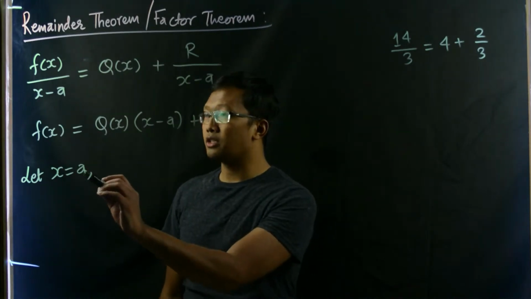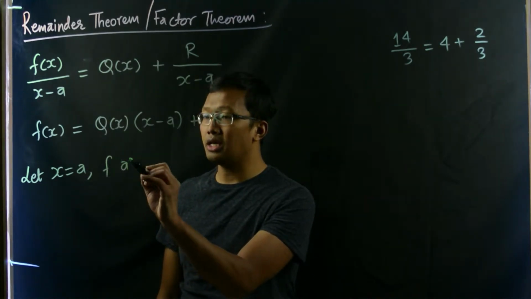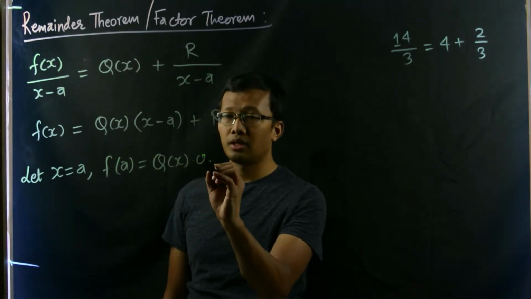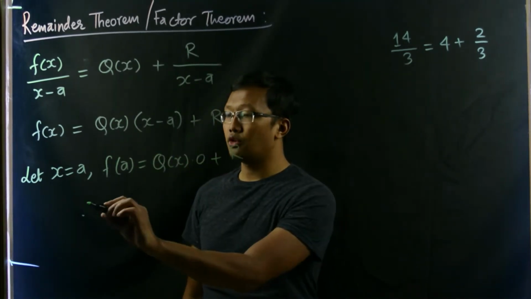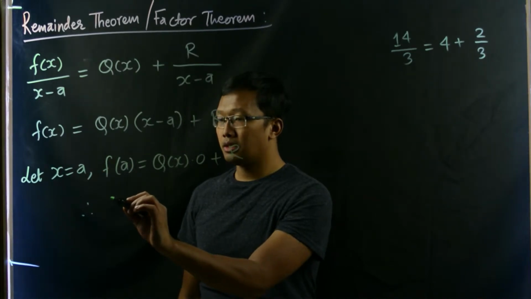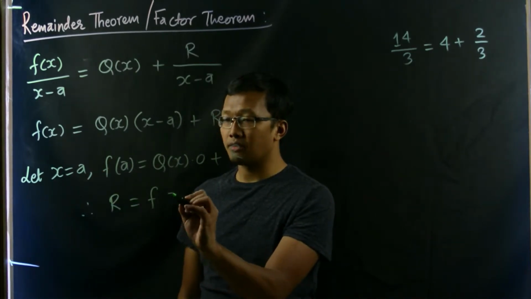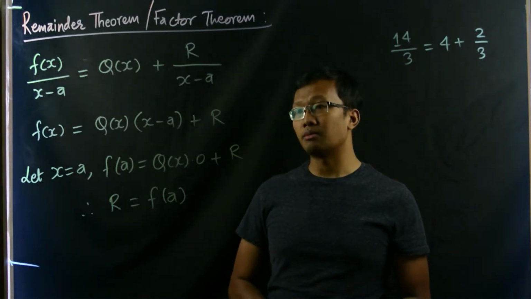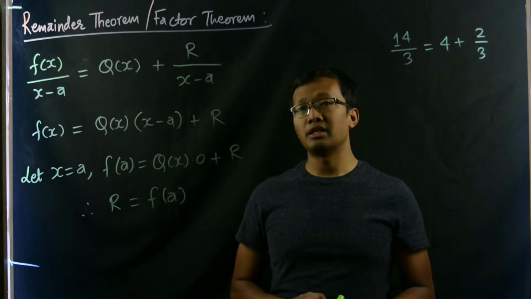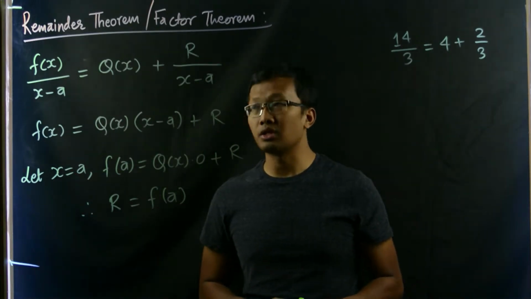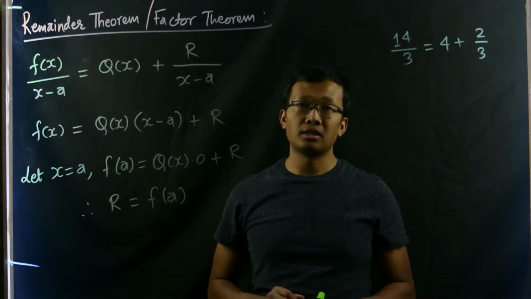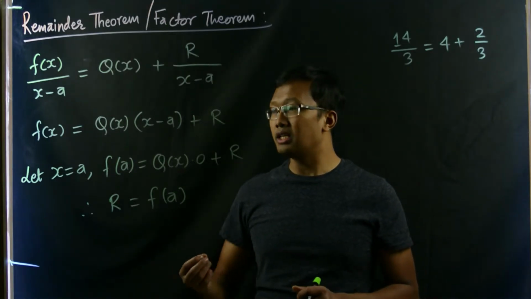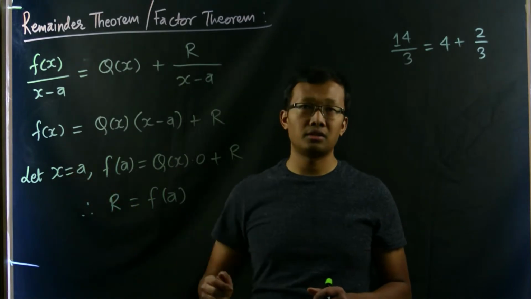Then if we plug in x equals a, this would be f of a equals q of x times 0 plus r. Okay. Therefore, I can write remainder equals the functional value at a. So this is the idea of remainder theorem. If you divide any polynomial function by x minus a, then the remainder can be found by just plugging in x equals a in the function.